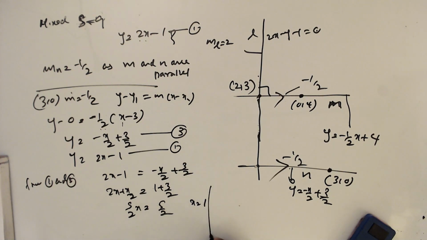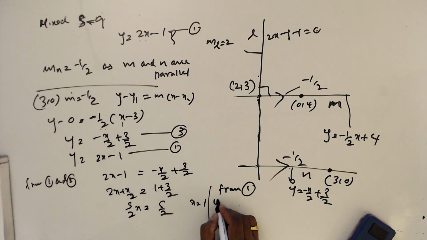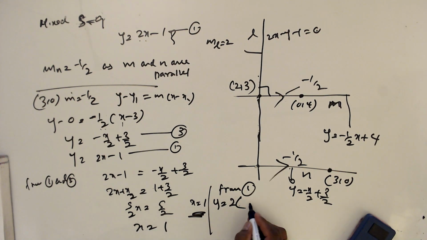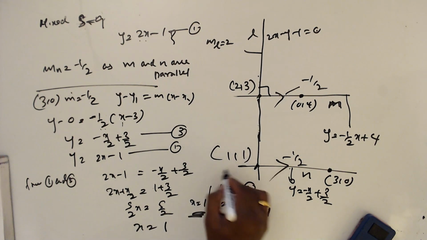Now from 1, y equals 2 times the x value, which is 1. We found out x equals 1. 2 times 1 minus 1, which is 2 minus 1, is 1. It means this coordinate is (1, 1).